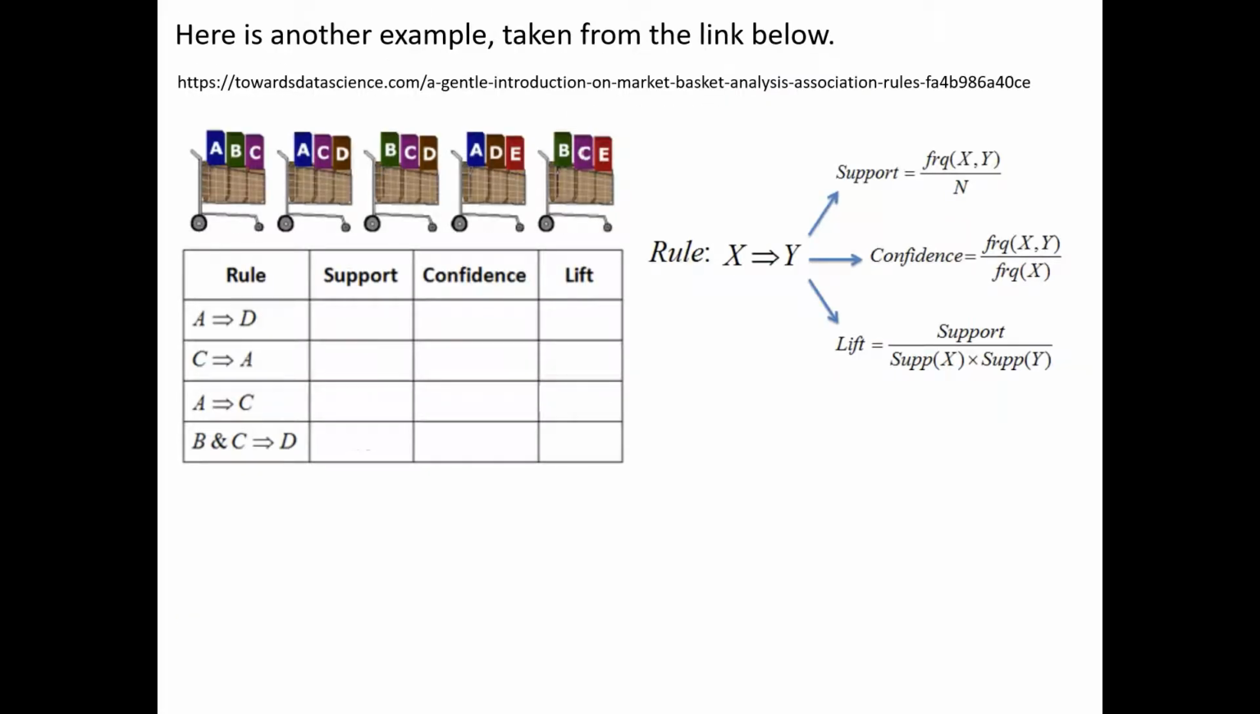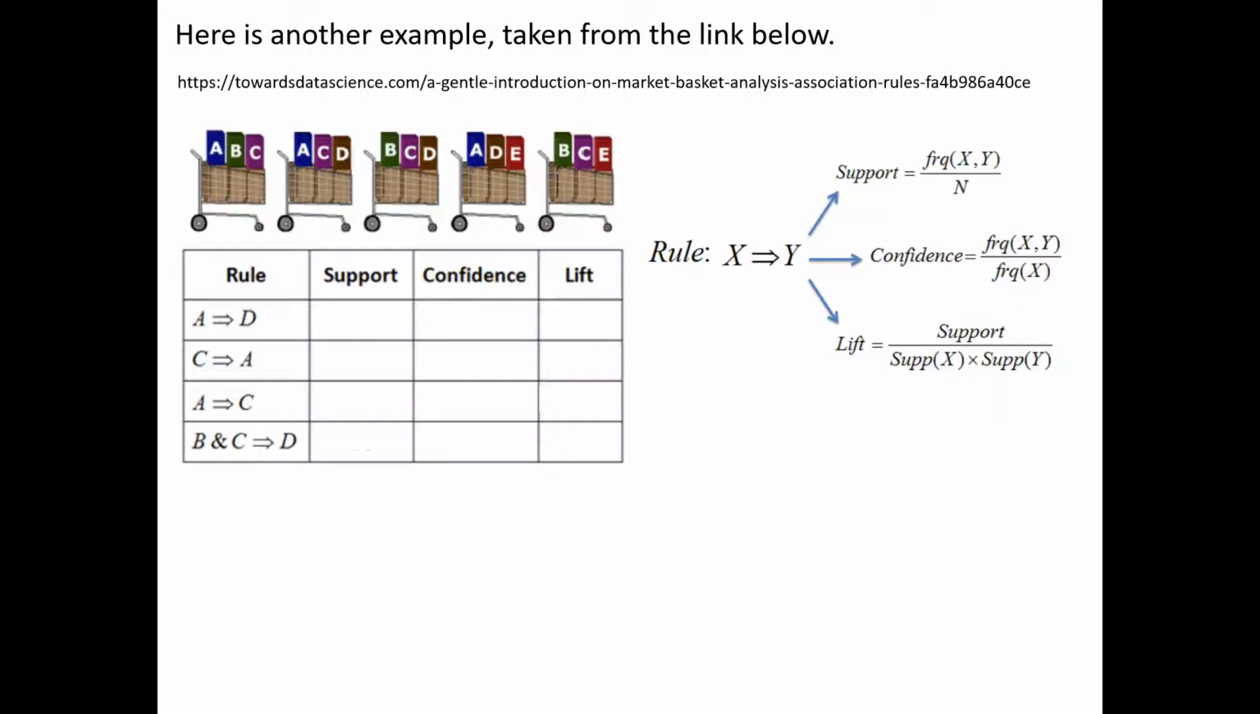Here's another example. I've taken it from an article that you see posted right there. We have 5 different shopping carts, and they all include different combinations of 5 different items. What we're going to look for is finding the support, confidence, and lift for these different rules here. Looking at this little chart on the left, the first rule would be D purchased given that A is being purchased.